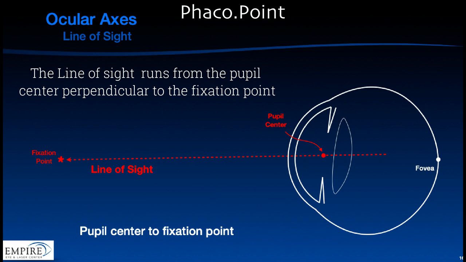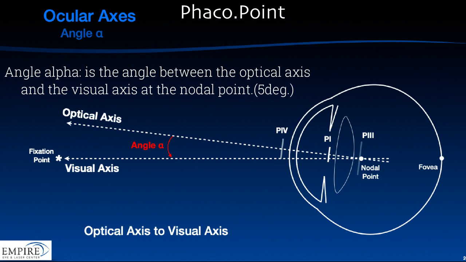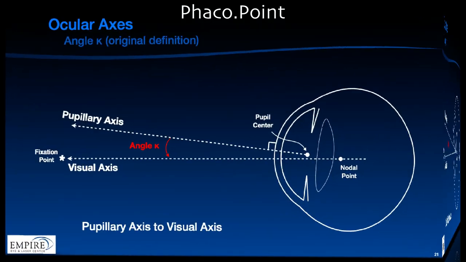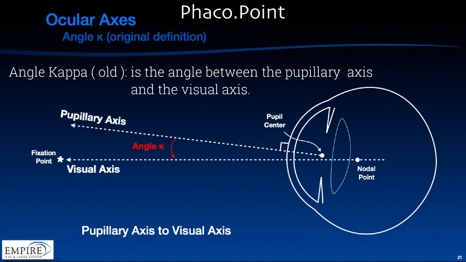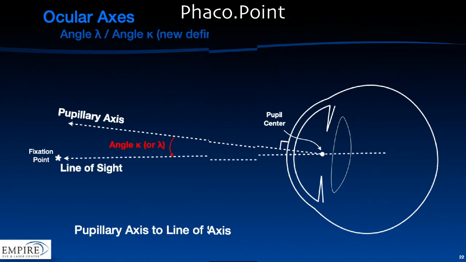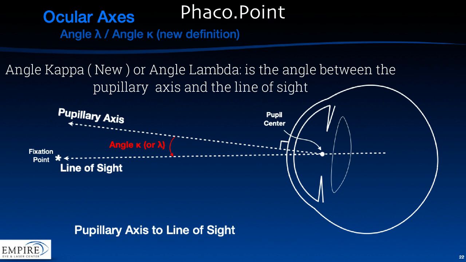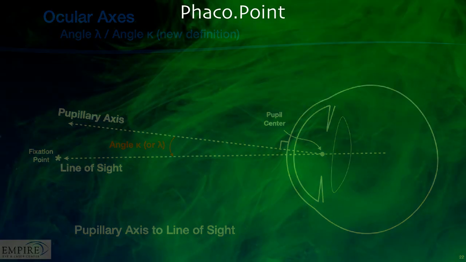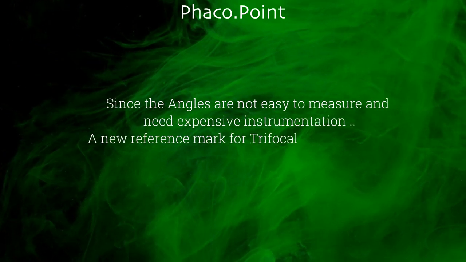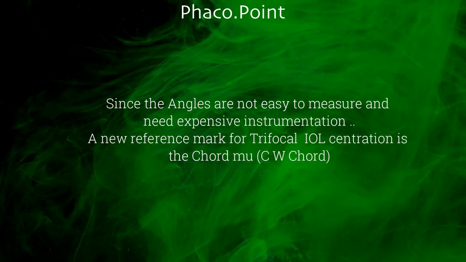Now let's move to the angles. Angle alpha is the angle that forms between the optical axis and the visual axis. It has a numeric value of 5 degrees. Angle kappa, the old definition, is the angle between the pupillary axis and the visual axis. The newer definition is slightly changed to angle kappa, otherwise known as angle lambda. This is the angle between the pupillary axis and the line of sight, not the visual axis, at the pupillary center.